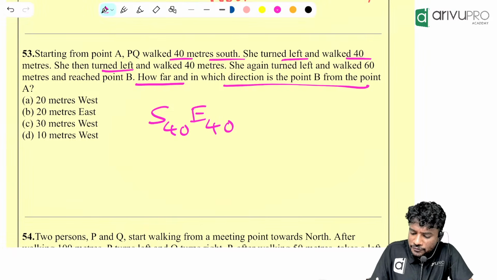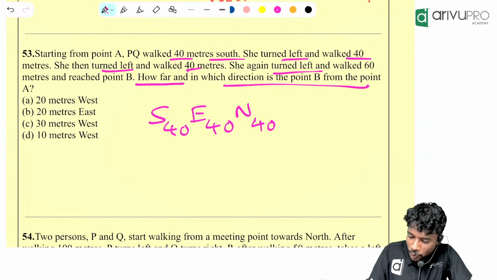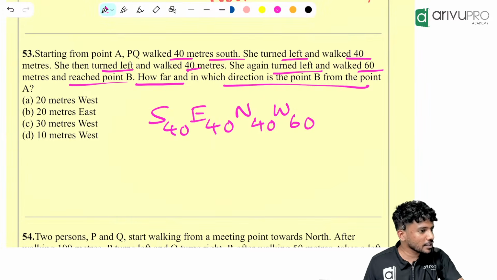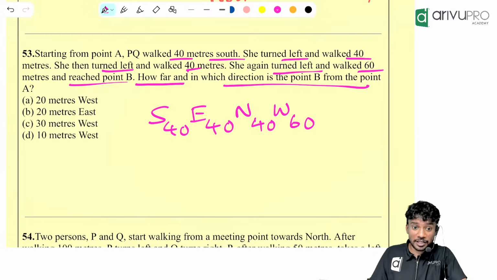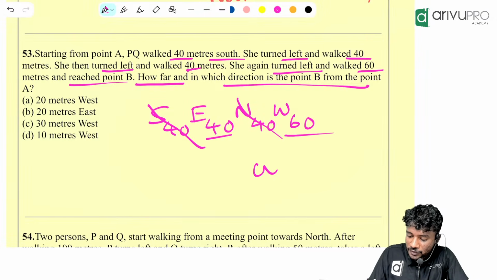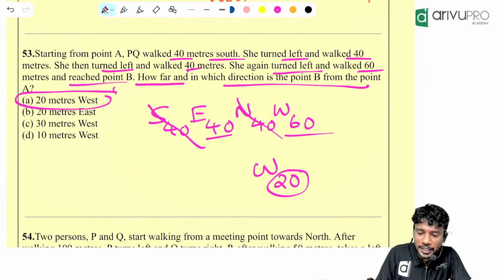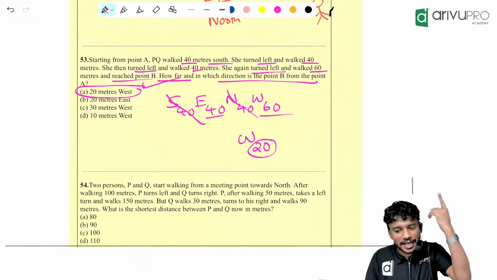She turned left. Left of east is what, people? Left of east is north. How many meters? 40 meters. She again turned left. Left of north is what? West. How many meters? 60 meters. And reached point B. So distance between A and B, that means with respect to the initial point, the final position is where? South 40 and north 40 got cancelled. East 40 and west 60 becomes west 20. So the answer is what? 20 meters west is your answer.